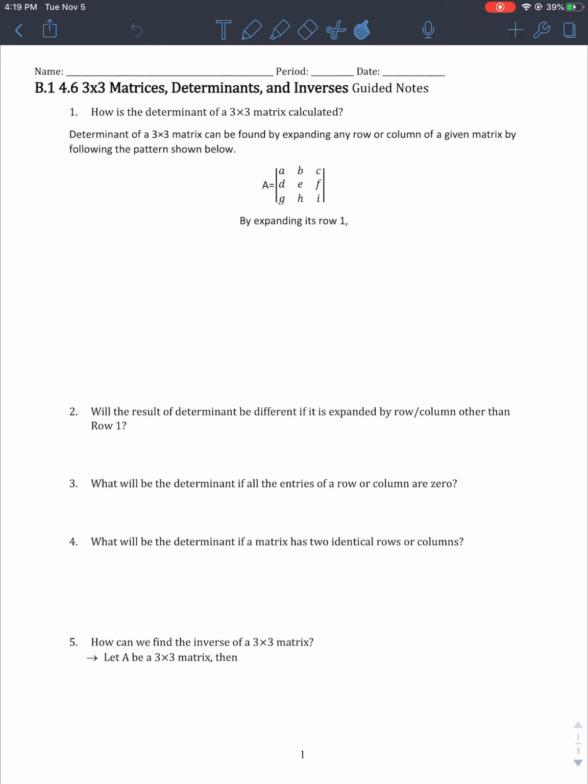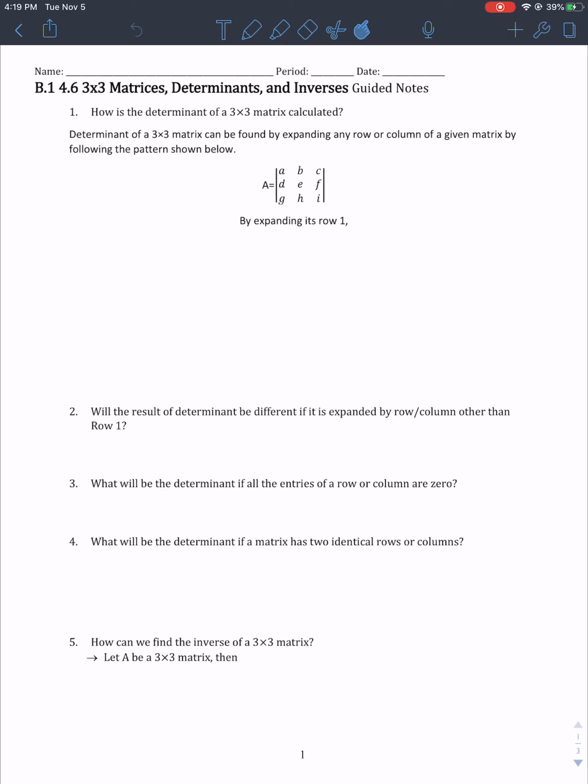Today we will be talking about 3x3 matrices, determinants, and inverses. So remember in our last video, we talked about 2x2 matrices, determinants, and inverses. We're just taking this a step further and doing it with 3x3 matrices.